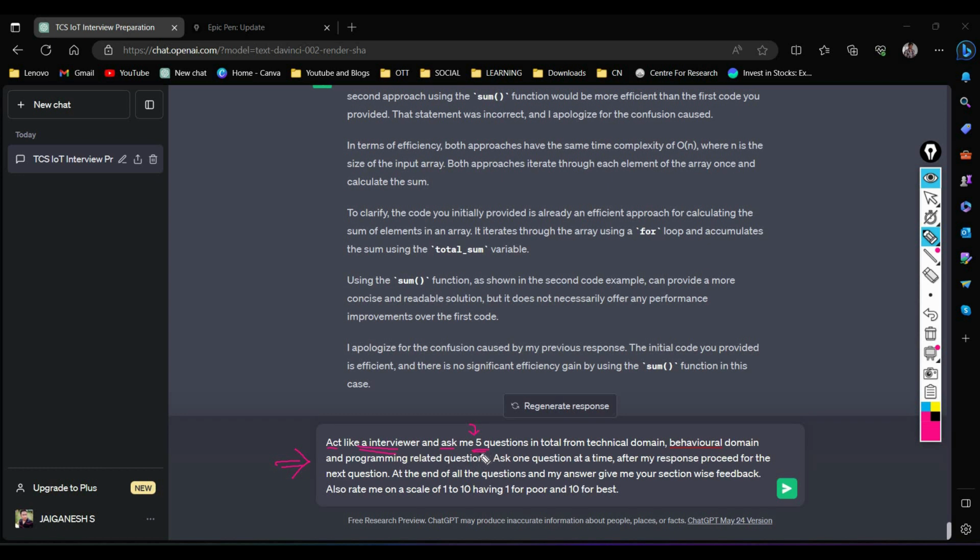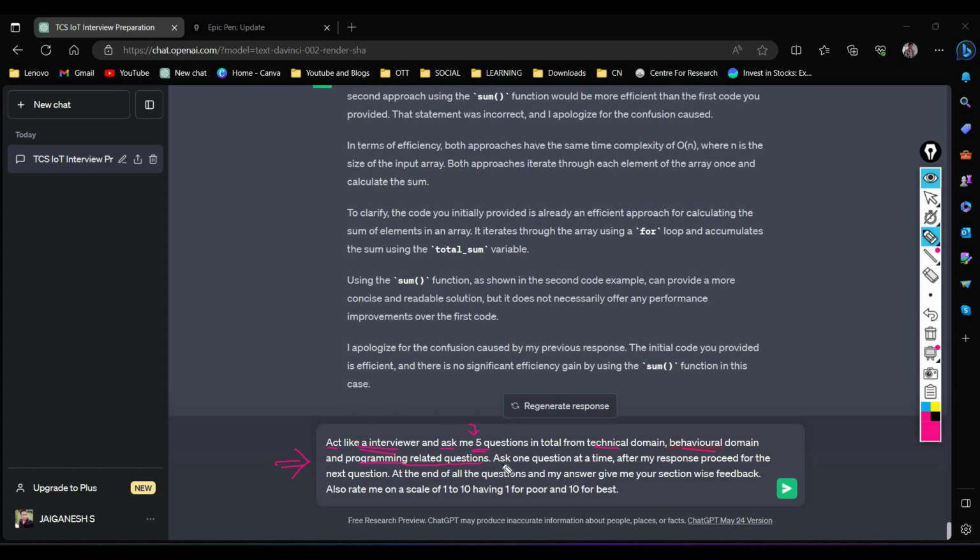You can ask even 10 questions. You can ask ChatGPT to ask you 10 questions in total, and I've specified that the questions should come from the technical domain, behavioral domain, and programming related questions. These are all the three types of questions which I expect in a final and real interview. So I am asking ChatGPT to give me 5 questions in total, and these 5 questions should be technical, behavioral, or programming type questions.